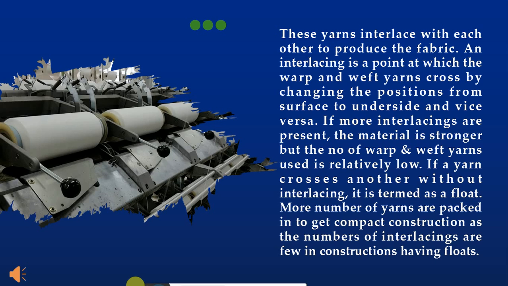An interlacing is a point at which the warp and weft yarns cross by changing the positions from surface to underside and vice versa. If more interlacings are present, the material is stronger but the number of warp and weft yarns used is relatively low. If a yarn crosses another without interlacing, it is termed a float. More yarns are packed in to get a compact construction, as the number of interlacings is few in constructions having floats.